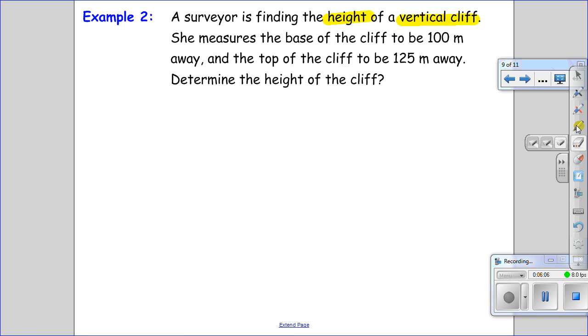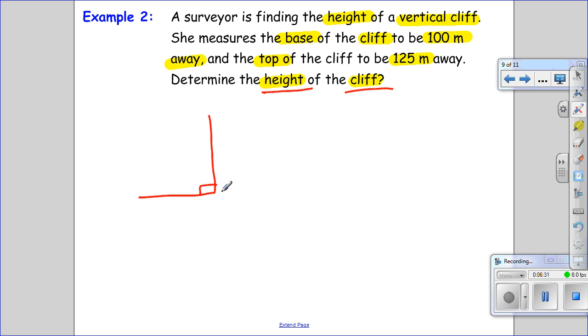The next sentence tells us she measures the base of the cliff to be 100 meters away. The top is 125 meters away. Determine the height of the cliff. So what am I looking for? I'm ultimately looking for the height of the cliff. So the height of the cliff is going to look like that. It's going to make a 90-degree angle with the ground.